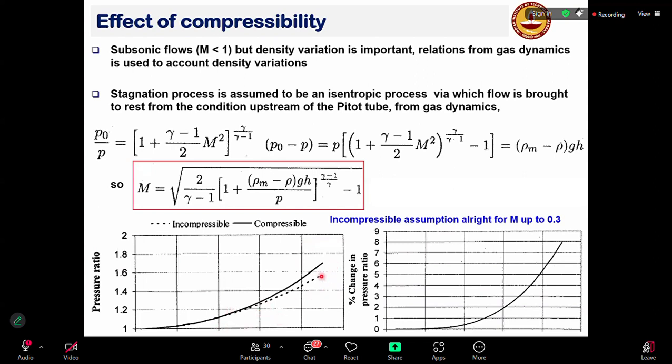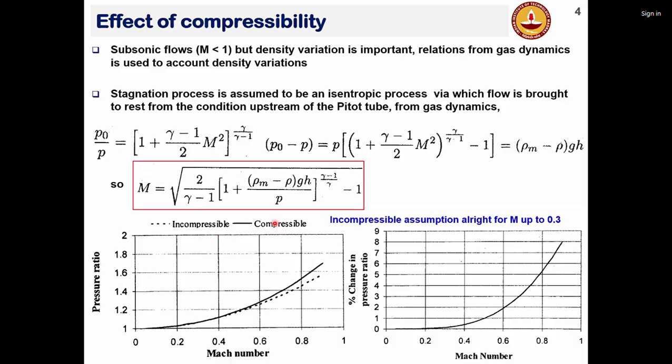But above 0.3, there is some deviation between the actual case, which is the compressible flow, and the incompressible flow. There is a difference above a Mach number of 0.3. So the incompressible assumption is all right for Mach numbers up to about 0.3. You can see here, this is Mach number, and this is the percentage change in the pressure ratio. You can very well see that until about a Mach number of 0.3, this percentage change in the ratio is very close to 0.